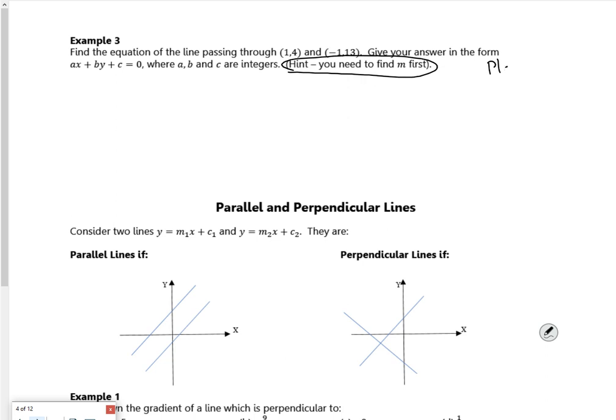Now what I was going to do, I was going to write a little plan at the side. So I want to find m, I want to choose a point, I want to use y minus y1, and then looking at the answer, I want to rearrange it.